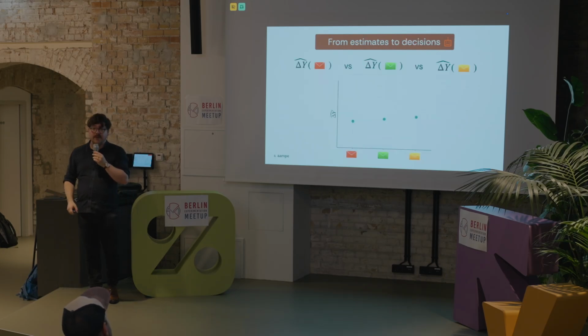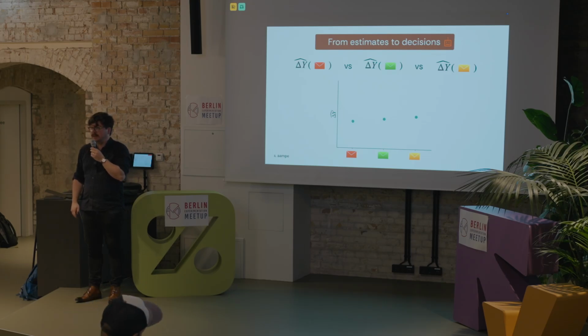And so that's that then. We have an estimate of a causal effect. We can maybe plot those. We have 3 different messages to send. I can look at the estimated causal effect. Oh, the yellow message here has a slightly higher effect, right? So maybe that's what I want to choose then.